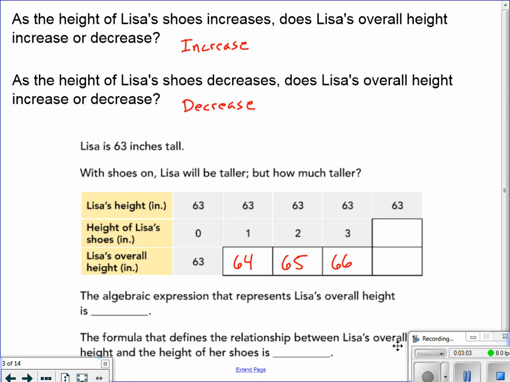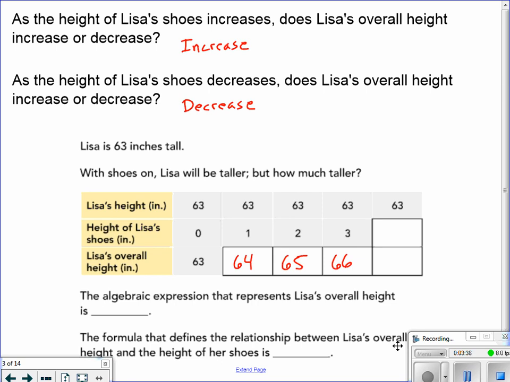So if she is 63 inches tall and she has no shoes on, then her overall height is still going to be 63, because 63 plus 0 is 63. If she puts on shoes that are 1 inch tall, well, now 63 plus 1 is 64. 2 inches tall for her shoes, 63 plus 2 is 65. 3 inches tall, 63 plus 3 is 66. So you can see how her overall height is increasing as the height of her shoes increases.